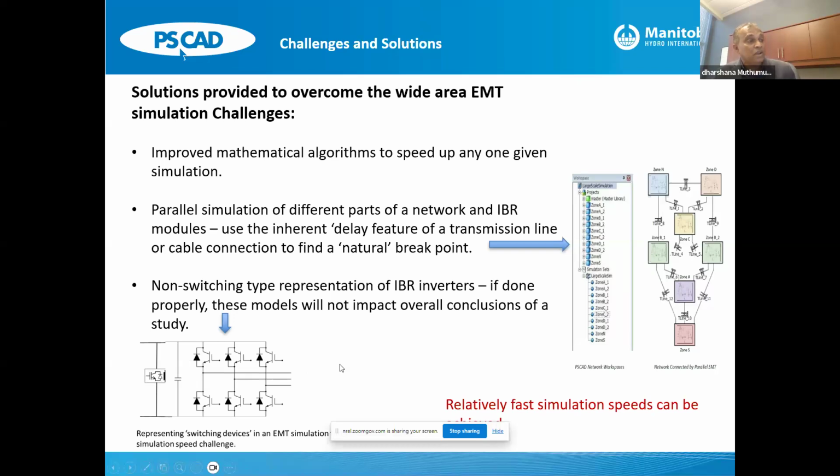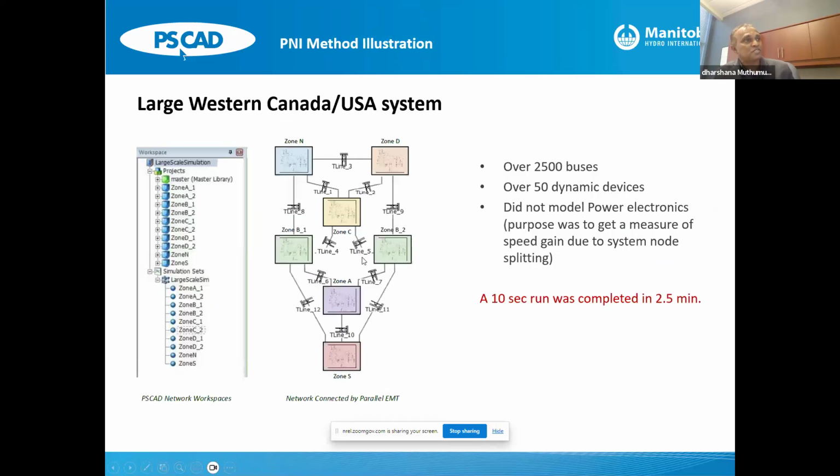So if you have to do these type of studies, or if you're asking for models from vendors, it's a good idea to get the detailed model as well as an average voltage source-based model to speed up simulations. Now, the current status: a very large area, let's say a part of Western Canada and the USA, with over 2,500 buses and 50 dynamic devices, a very large system.